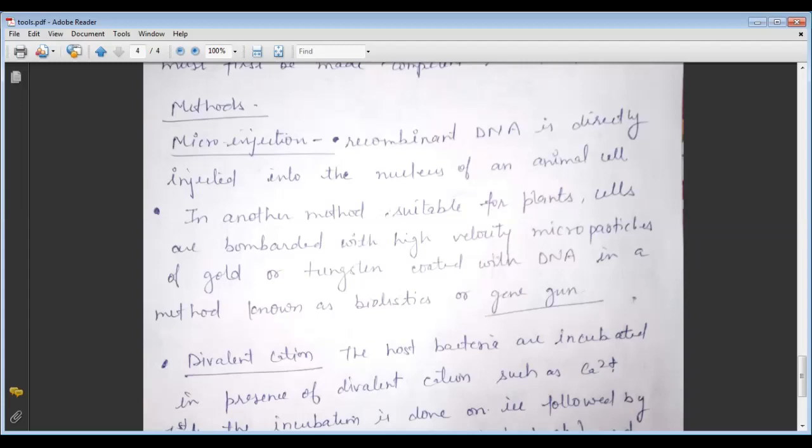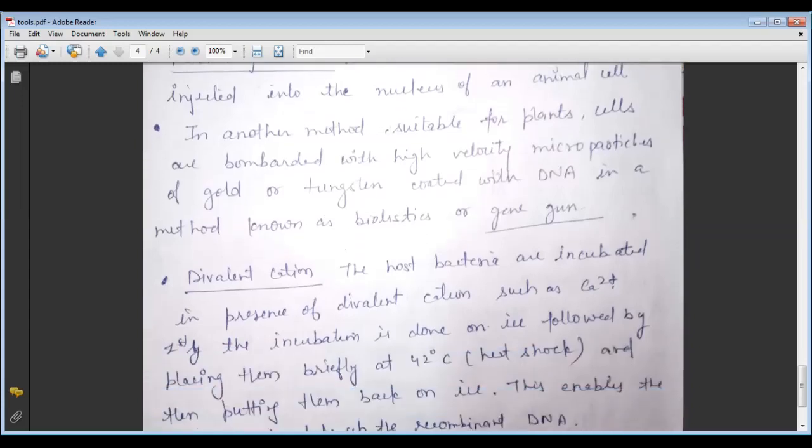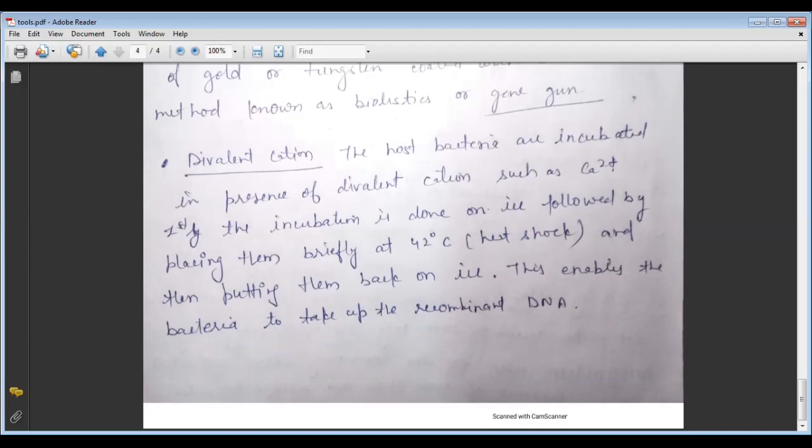And one more method is called the divalent cation method. As we know, divalent means the cation is present, and the host bacteria are incubated in the presence of divalent cation. In this, a heat shock is given, first in ice, then heat, then ice again, in this way the shock is given, because of which the cell wall will break. So host bacteria are incubated in the presence of divalent cation such as calcium, Ca2+.